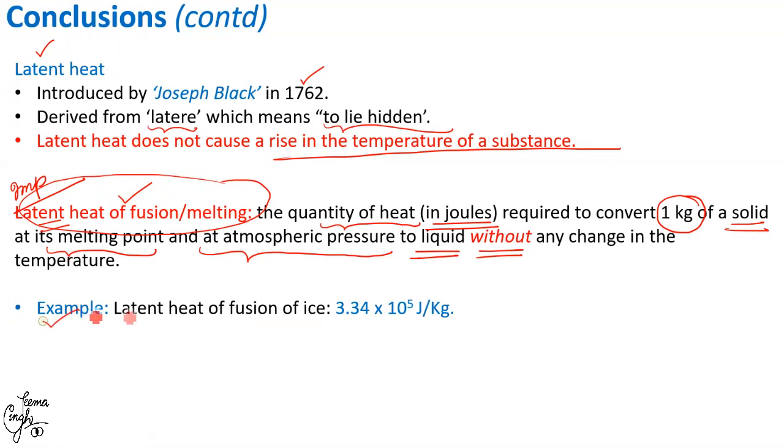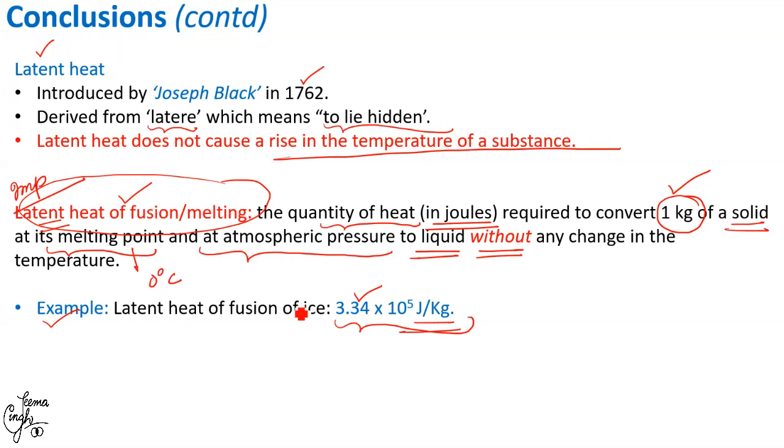For example, the latent heat of fusion of ice is 3.34 × 10^5 joules per kg, which means that 3.34 × 10^5 joules of heat energy has to be supplied to convert 1 kg of ice at 0 degrees Celsius at atmospheric pressure to water. Clear? Don't worry students, you don't have to learn this value. It is just an example for providing better clarity to the concept of latent heat of fusion.